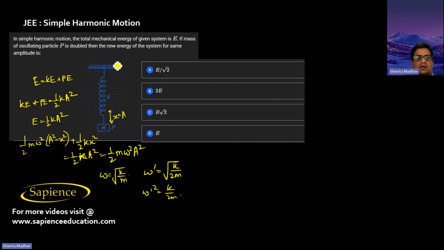So the total mechanical energy is independent of the mass of the oscillating particle. It is only dependent on the spring constant k. So hence the same energy will be obtained. So option D is the correct answer.